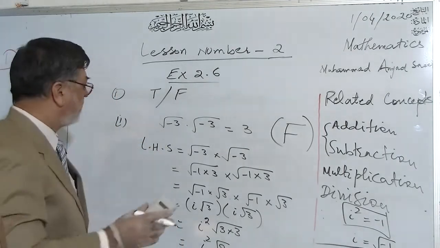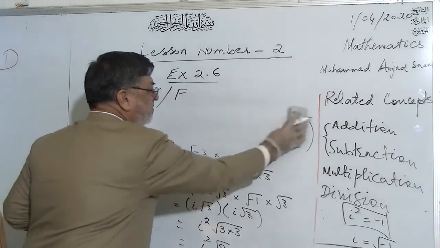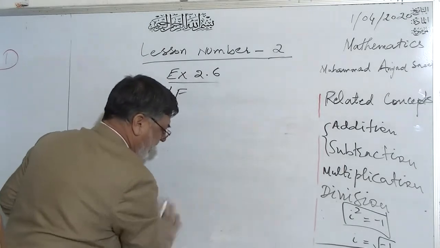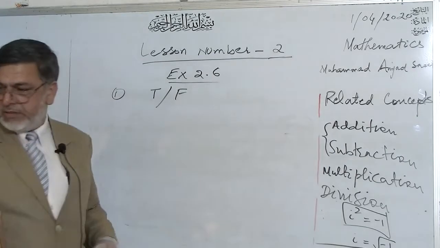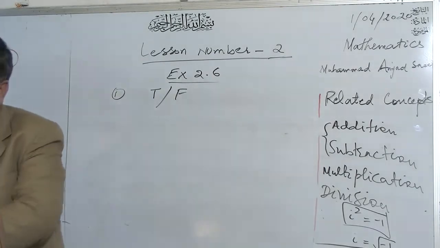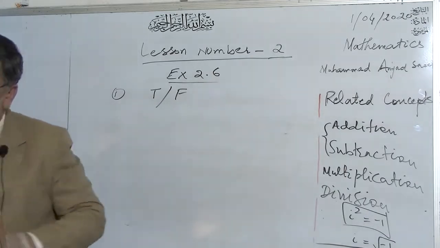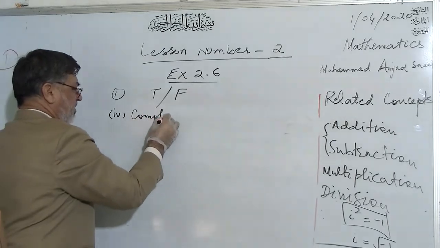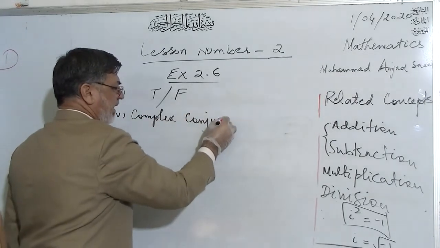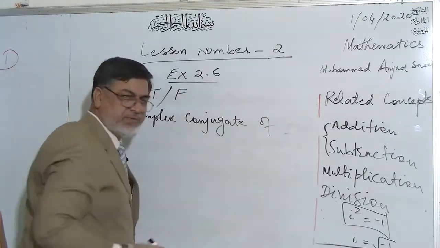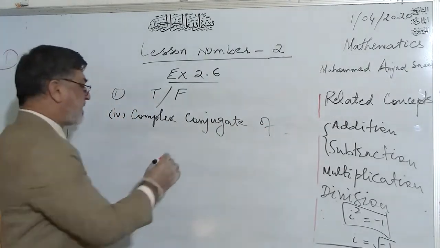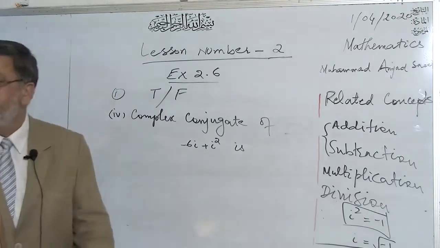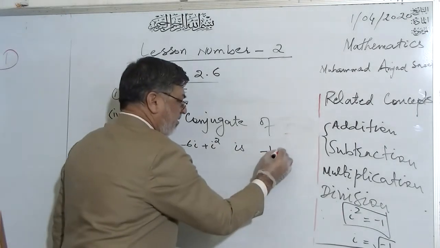Now in case of this question number 1, we have part number 4. The complex conjugate of minus 6 iota plus iota square is minus 1 plus 6 iota.